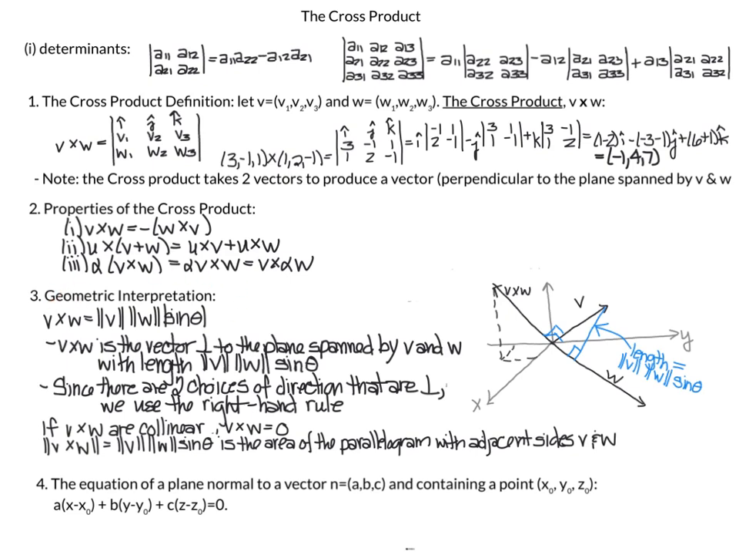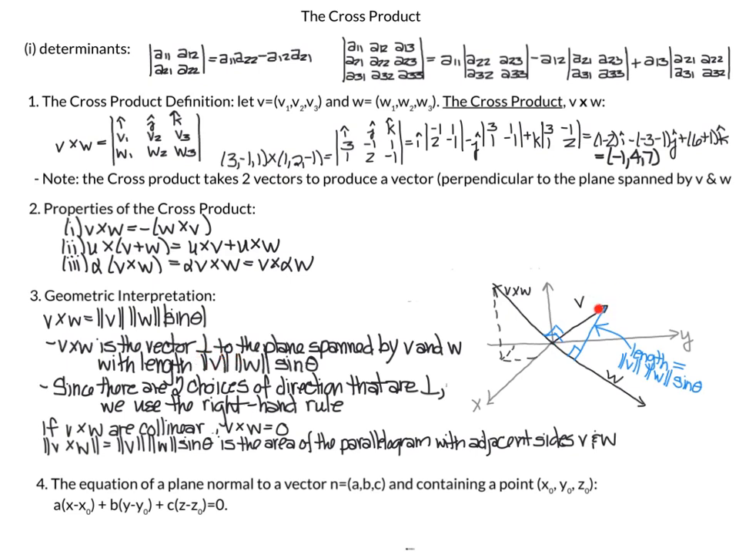Equally as important as this algebraic definition of the cross product here, actually here's the definition, is the geometric interpretation. So first we should note that v cross w is equal to the norm of v times the norm of w times sine of theta, theta being the smaller angle between v and w. The other important thing to know is that v cross w is a vector perpendicular to the plane spanned by v and w, with length norm of v, norm of w, sine of theta.